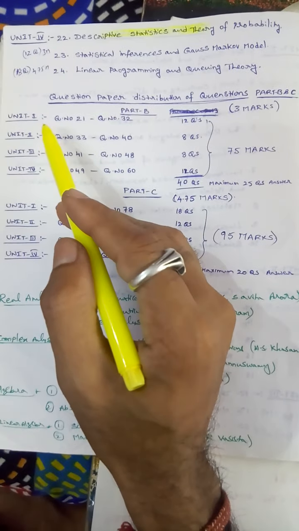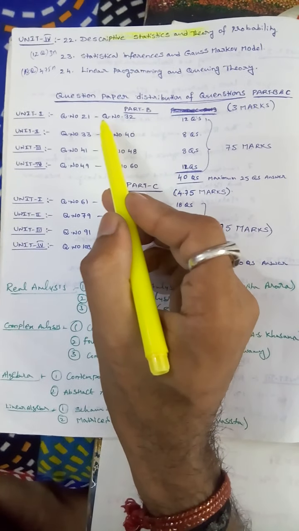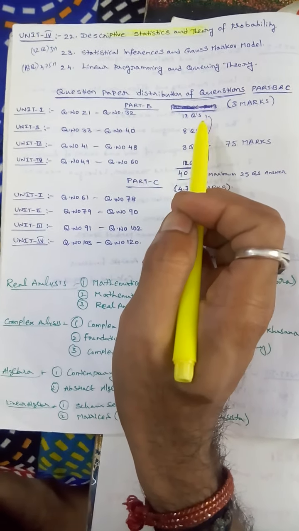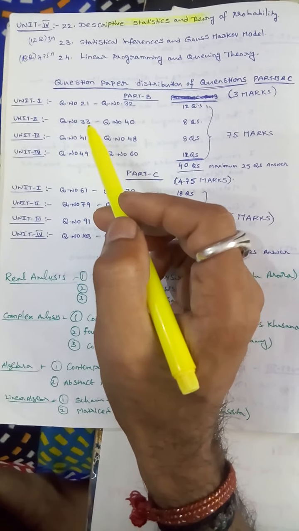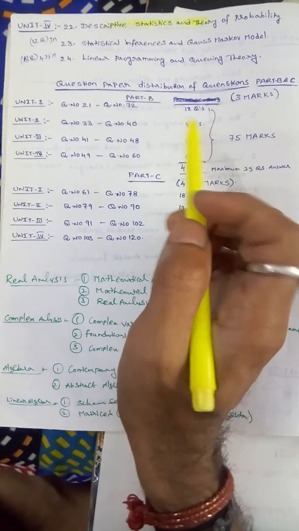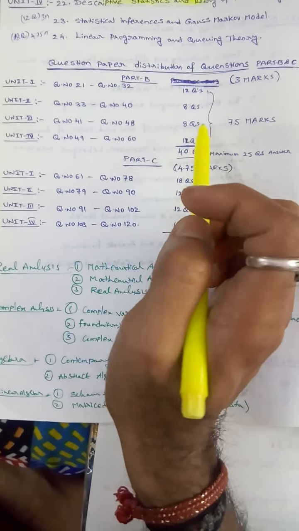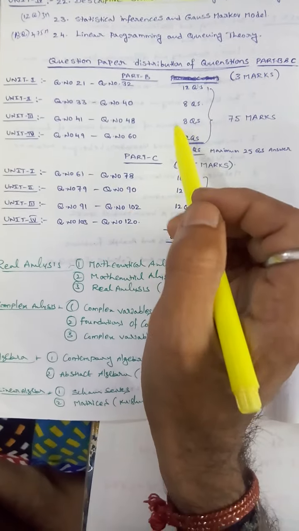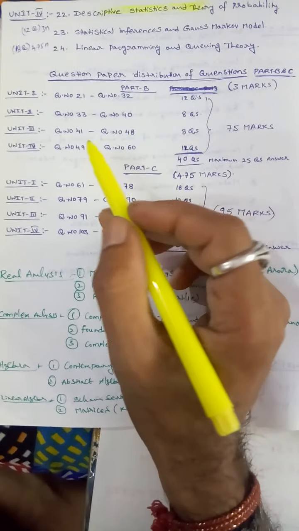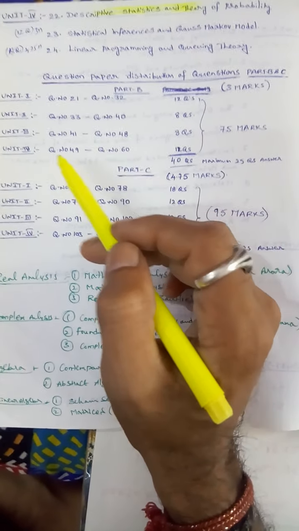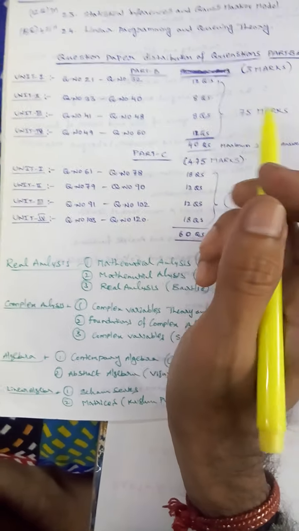In Unit 1, Part B, that is 3 marks questions, question number 21 to question number 32, a total of 12 questions, are from Unit 1. Similarly, Unit 2 is question number 33 to question number 40, a total of 8 questions. And coming to Unit 3, question number 41 to question number 48, also a total of 8 questions. Here we can omit Unit 4 because that is probability and statistics. Mathematical students can omit that Unit 4, so we will concentrate only on Unit 1, Unit 2 and Unit 3.